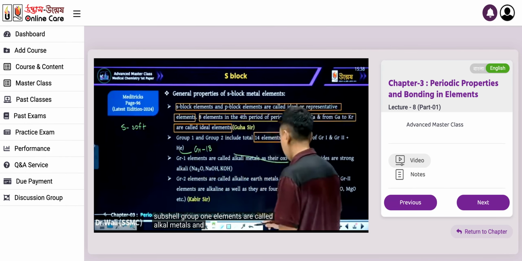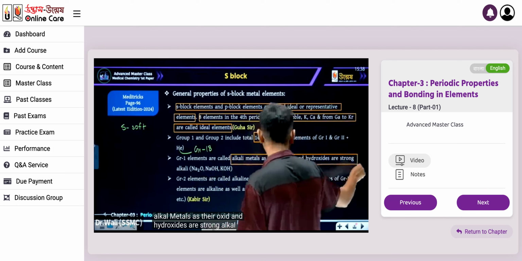Group 1 elements are called alkali metals, and alkali metals, as their oxides and hydroxides, are strong alkalis. I have already mentioned this.